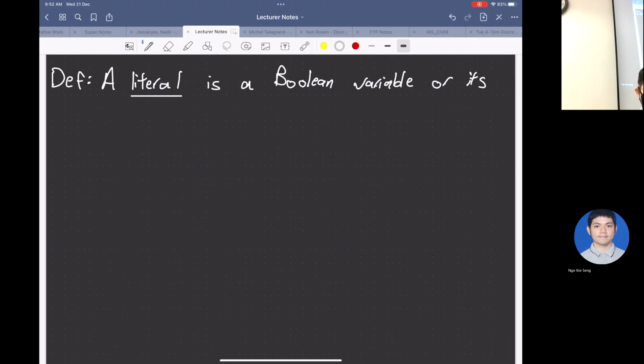So what's a literal? A literal is a Boolean variable or its complement, for example x bar, y bar. Why do we call it a literal? Because a variable is just x, y, but now we also want to include the complement of the variable, so we collectively call this thing a literal.